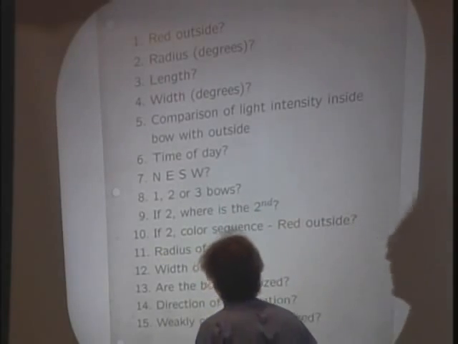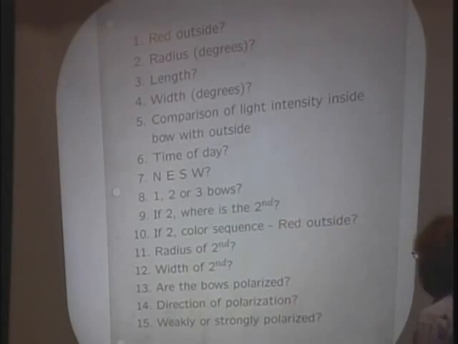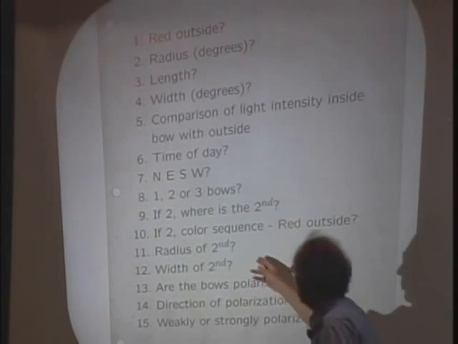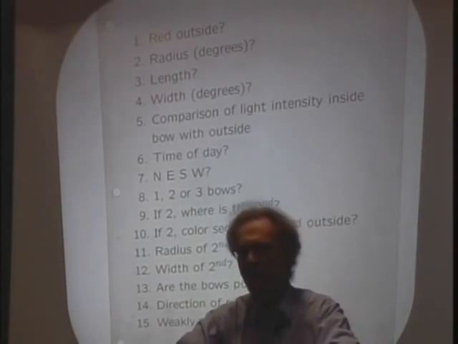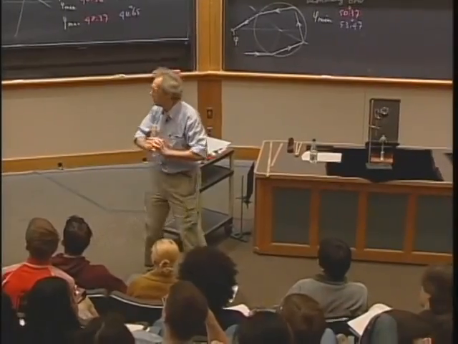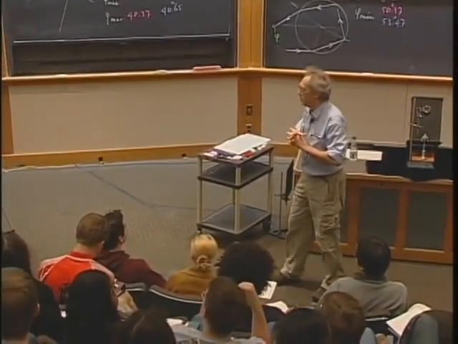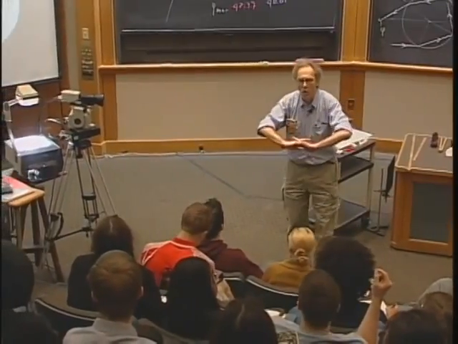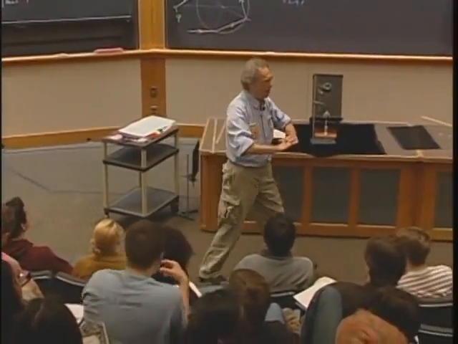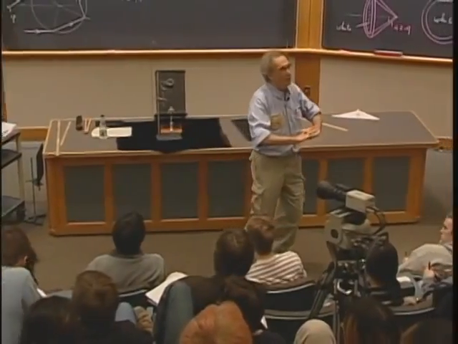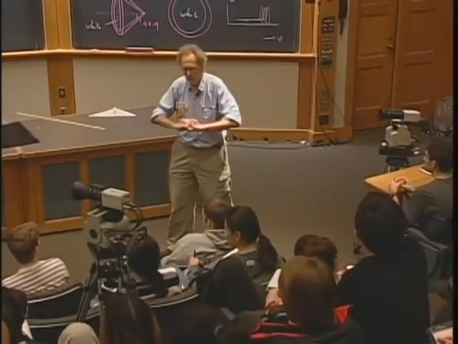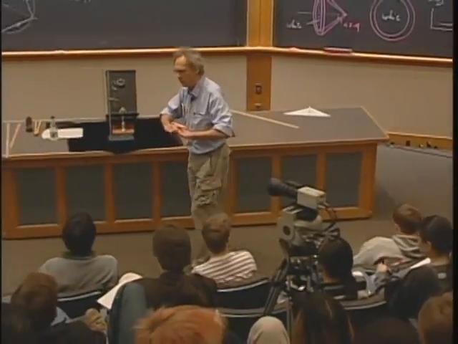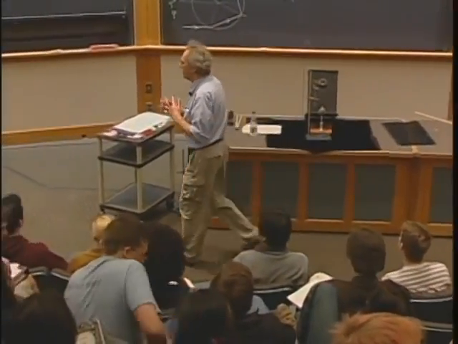So the secondary is there. The color sequence is reversed. We just discussed the width of the bow. And the radius of the bow is about 52 degrees. And now comes the question that all of you have worked out, problem set number 10. Is the bow polarized? And the answer is yes. And is it weakly polarized? No. It is enormously polarized. And you all came up, I hope, with the right answer. Problem 10.4H, I think it was, 91%. The degree of linear polarization is 91%. And I will, of course, demonstrate that today.